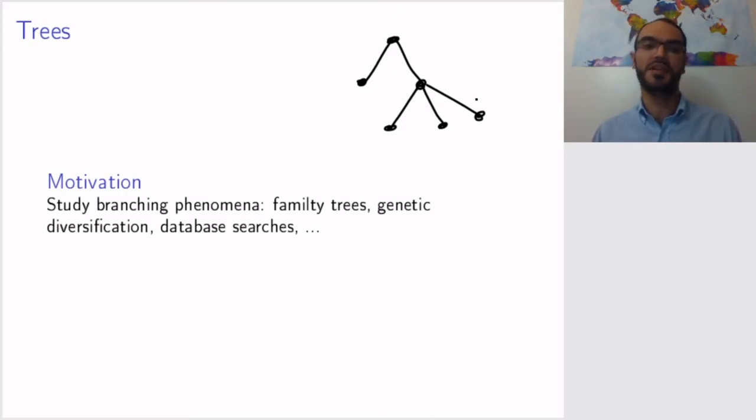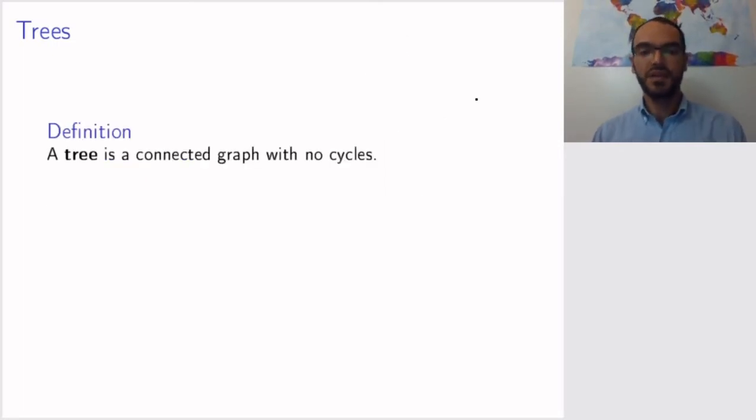Not only family trees, but also trees describing genetic diversification or chemical molecules or trees giving an algorithm to search databases and so on. So they are worth looking at, and the mathematics behind them is, if I may say so, beautiful. So let's look at what is a tree. A tree is quite simply a connected graph with no cycle.